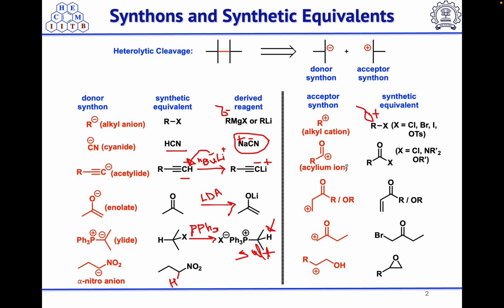There are others, like the acylium ion. This positive charge beta to the carbonyl, we can get from an alpha,beta-unsaturated carbonyl compound. The alpha positive charge we can get from an alpha-haloketone, and this beta positive charge with respect to the alcohol, we can easily generate from an epoxide.